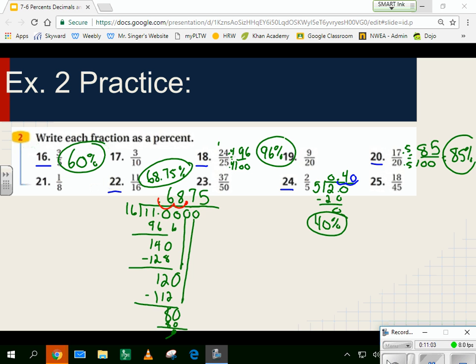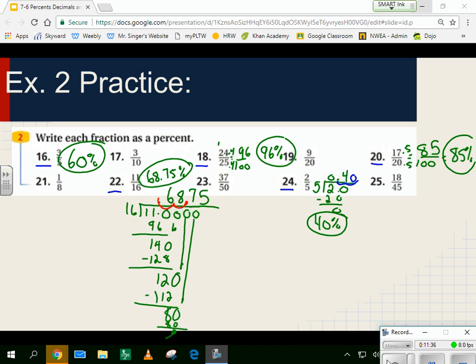All right, so you can see for 16, I already did that one. For 18 and 20, I went ahead and made an equivalent fraction to 100, and my numerator told me the percent. And then for 22 and 24, I divided those. 22 took a little bit of work, had to add extra zeros, but it did come out to be 68 and 75 hundredths. And for 24, I divided 5 into 2, which didn't work, so I had to add a decimal. 5 went into 24 times. Added the 0 when I moved the decimal point twice, and I got 40%.